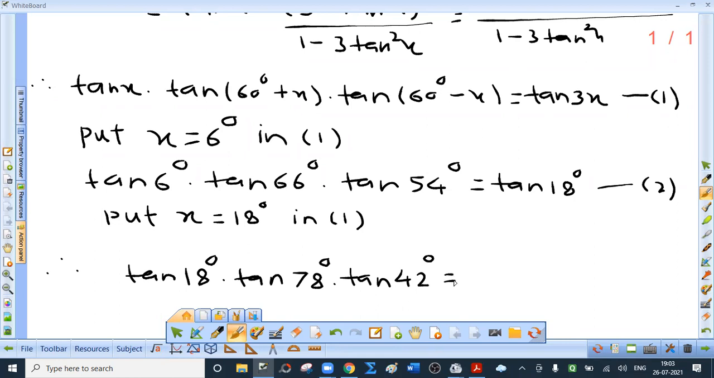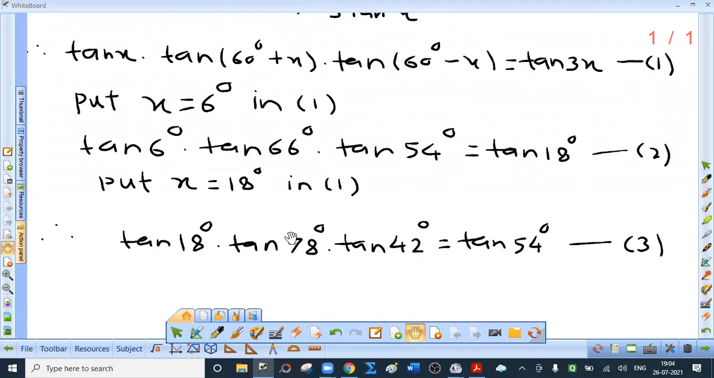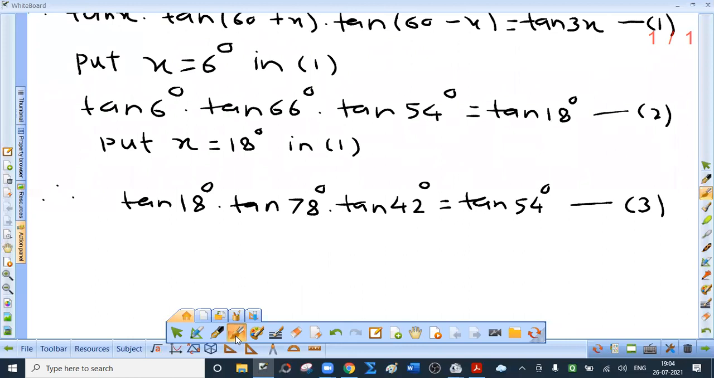equal to 18 3s are 54. So tan of 54 degree. This is number 3. Now take the product. So tell me what you get. 2 into 3 gives. Don't say 6. By this I mean equation 2 into equation 3.